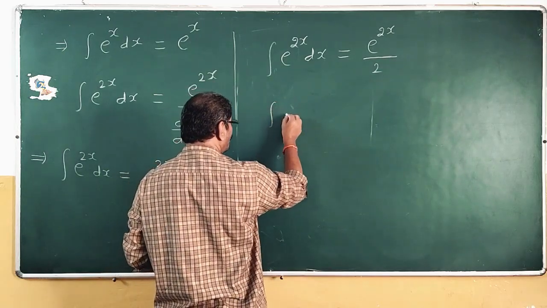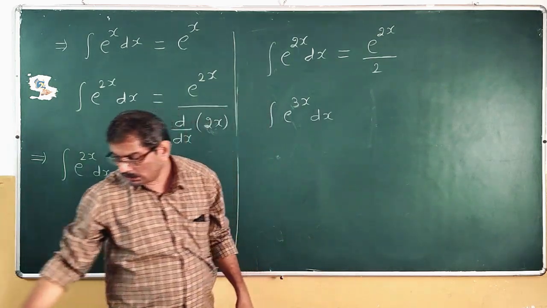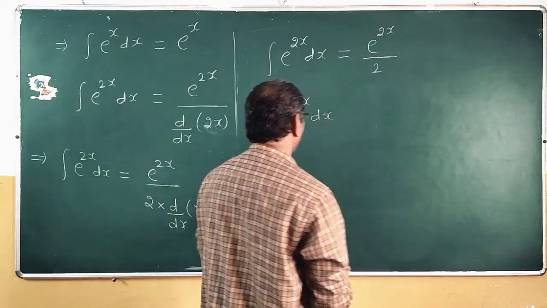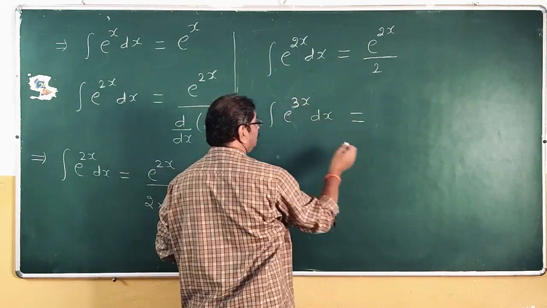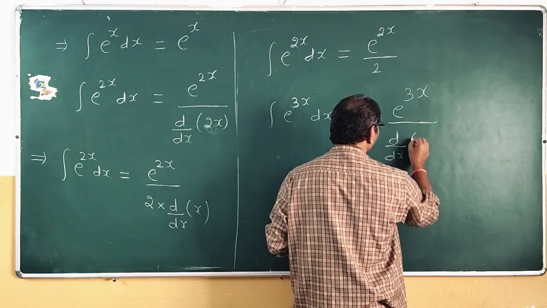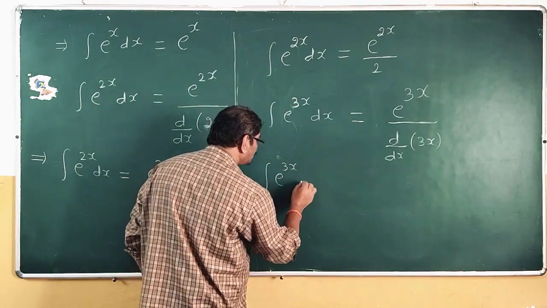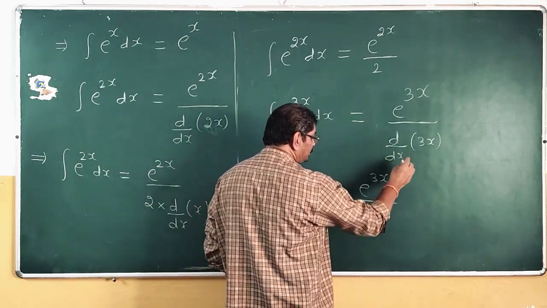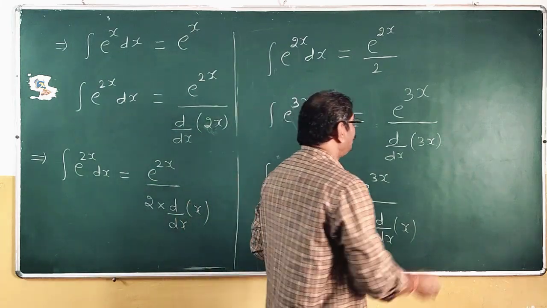Similarly, what will be the integral of e^(3x) dx? Once again, fairly simple. The integral of e^(3x) will be equal to e^(3x) divided by d/dx of 3x. This can be further written as e^(3x) divided by 3, a constant, multiplied by d/dx of x, which is equal to 1.